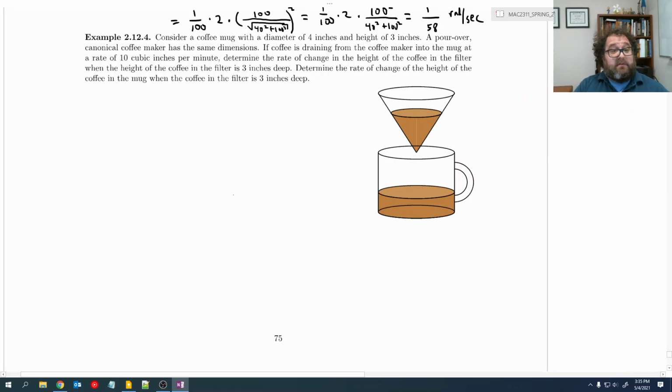So the word I was actually looking for is conical. That's kind of funny though. I'll fix it before you ever see it. So conical coffee maker. Yeah, we're going to fix that right there.